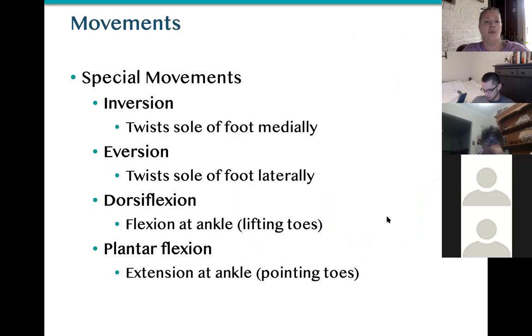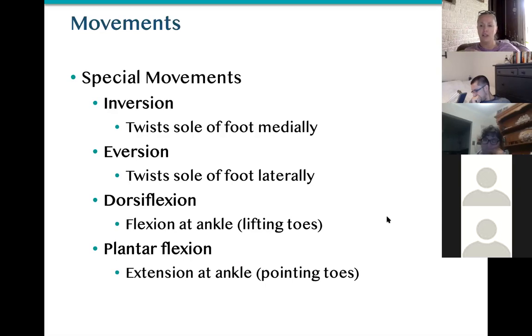All right. Other movements. Inversion and eversion. This is specifically for your foot. So you can invert your feet or you can evert your feet, right? So if you're wearing out the outside of the soles of your foot, you're probably everting and putting all your pressure on the outer sole. Whereas if you're inverting, oftentimes pigeon-toed with your feet turned in, you'll wear out the inner part of the sole of your foot.